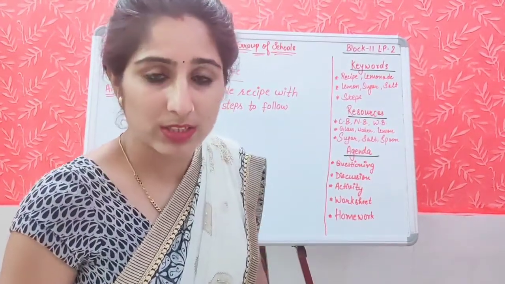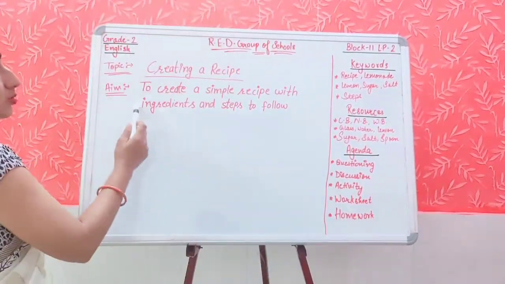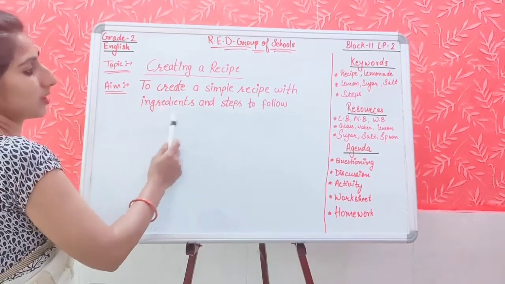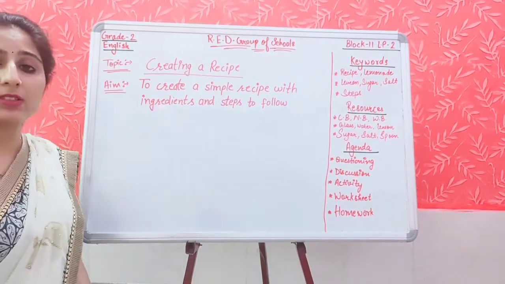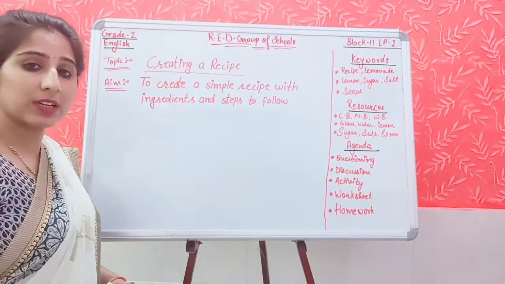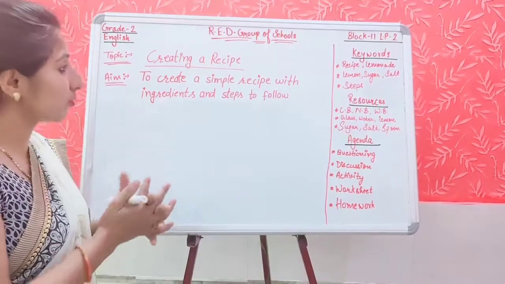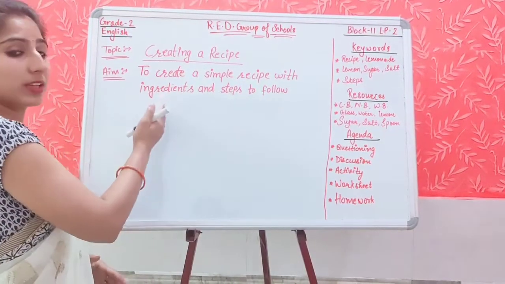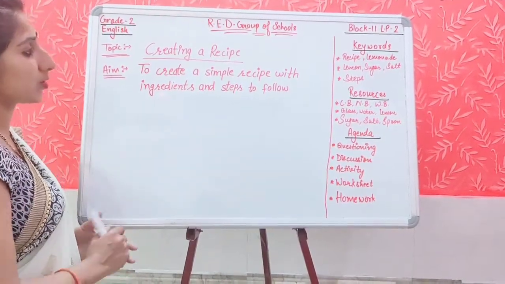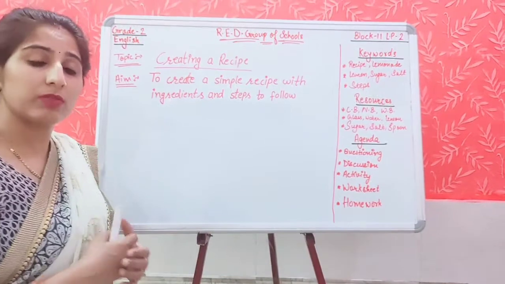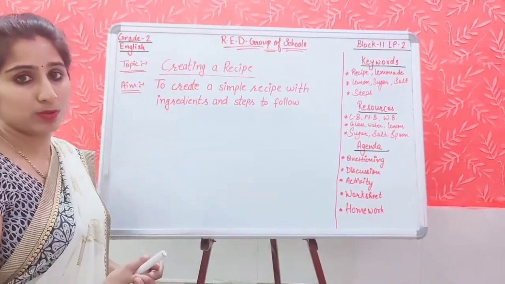So what is our today's aim, students? Our today's aim is to create a simple recipe with ingredients and steps to follow. Means today we are going to create a simple recipe. We will write the instructions for the recipe, and with ingredients we will write the ingredients also and the steps to follow, and then we will follow the steps also.